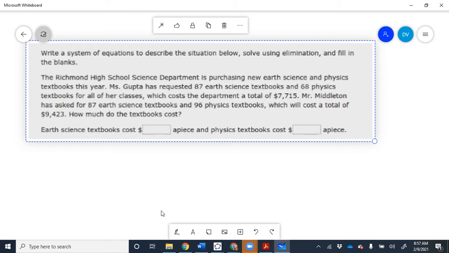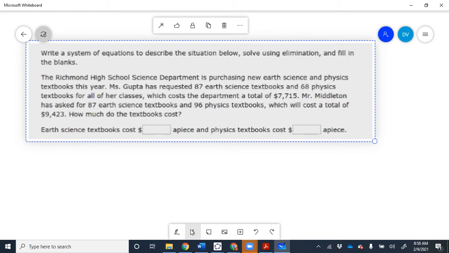Let's read the problem. The Richmond High School Science Department is purchasing new Earth Science and Physics textbooks this year. Ms. Gupta has requested 87 Earth Science books and 68 physics books for all her classes, which costs $7,715. Mr. Middleton has asked for 87 science books and 96 physics books, which cost $9,423. How much do the textbooks cost? I'm going to say that another way. How much do the science books cost and how much do the physics books cost?